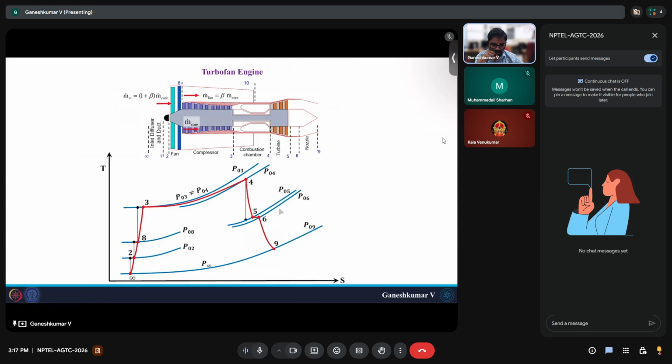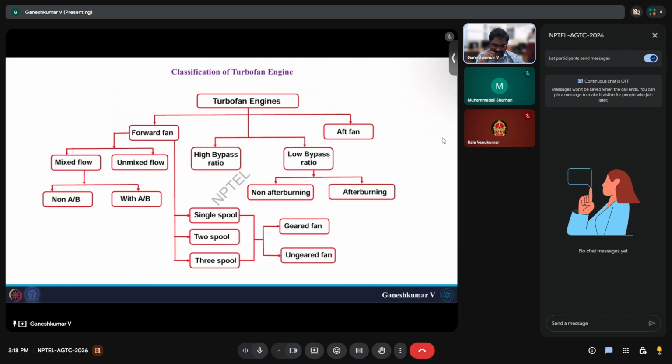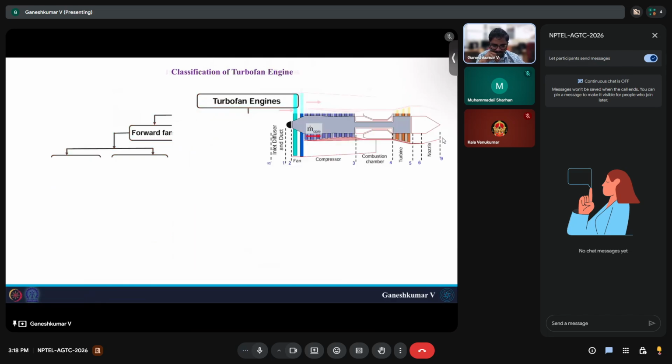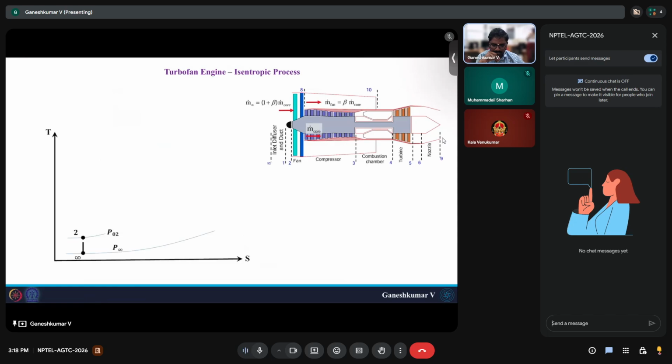Finally you have the core nozzle exit, and in addition you have this additional 8 to 10 nozzle exit, which is nothing but your fan nozzle. So these are the major updates in the TS diagram, and this is the classification. We just saw this. To give an idea of how isentropic the process is, this is for the isentropic process during flight condition.